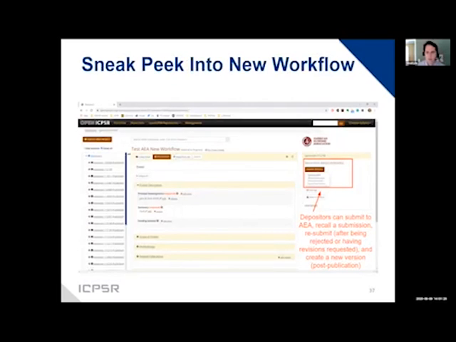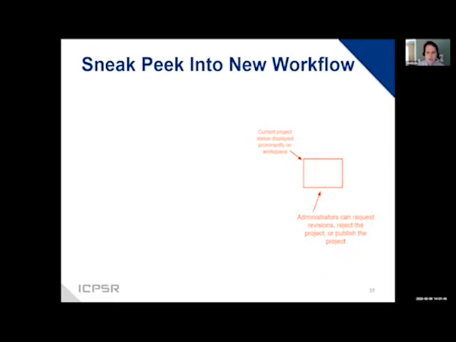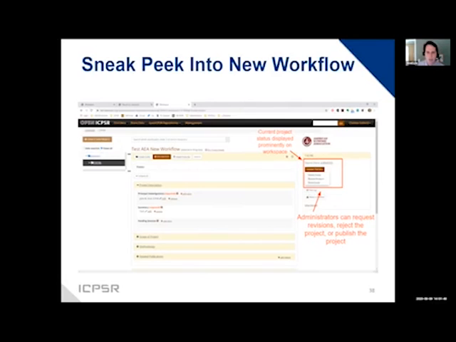Just a few closing things, a sneak peek into new workflows we're building for these journal repositories. This will allow depositors to submit directly to AEA before it's published. A depositor can recall a submission, resubmit, or create a new version of their project. This then gets submitted to AEA, and they're able to review the deposit and change the status of it. So they can send the deposit back, put notes in about what corrections are needed, and then they can also reject or publish the project.